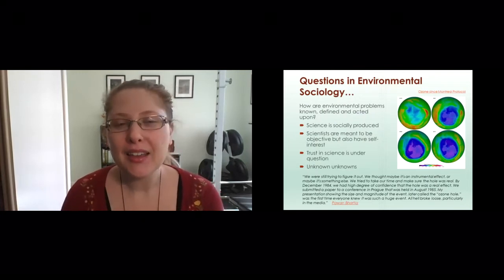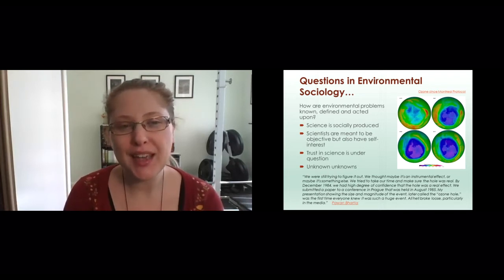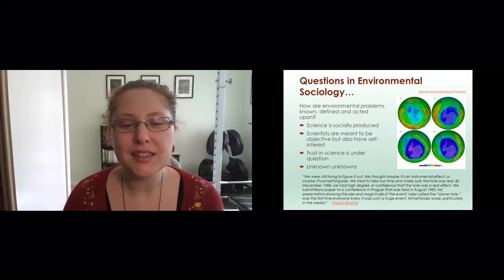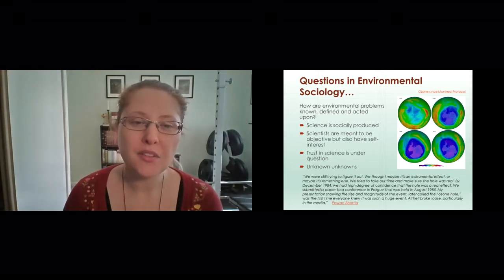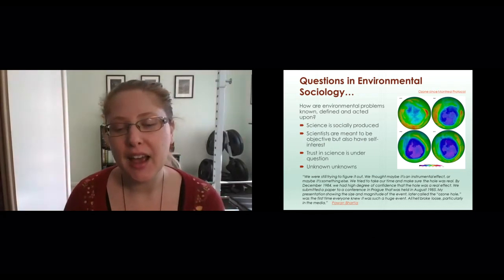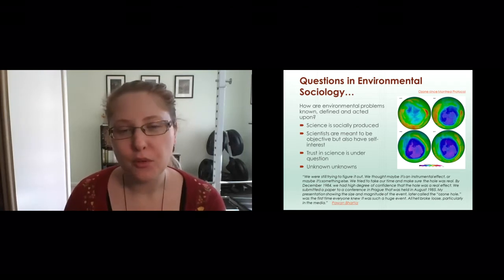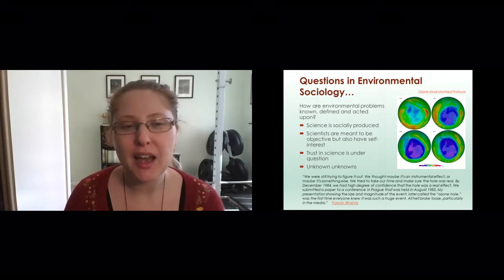So I thought it would help to understand the types of work that environmental sociologists do by looking at some of the key questions that they interrogate. One of the really key questions is, how are environmental problems known, defined, and acted upon? So rather than going out and taking water samples from a river to try and measure levels of environmental contaminant, environmental sociologists are more interested in how humans create knowledge about the environment, how humans understand the environment.